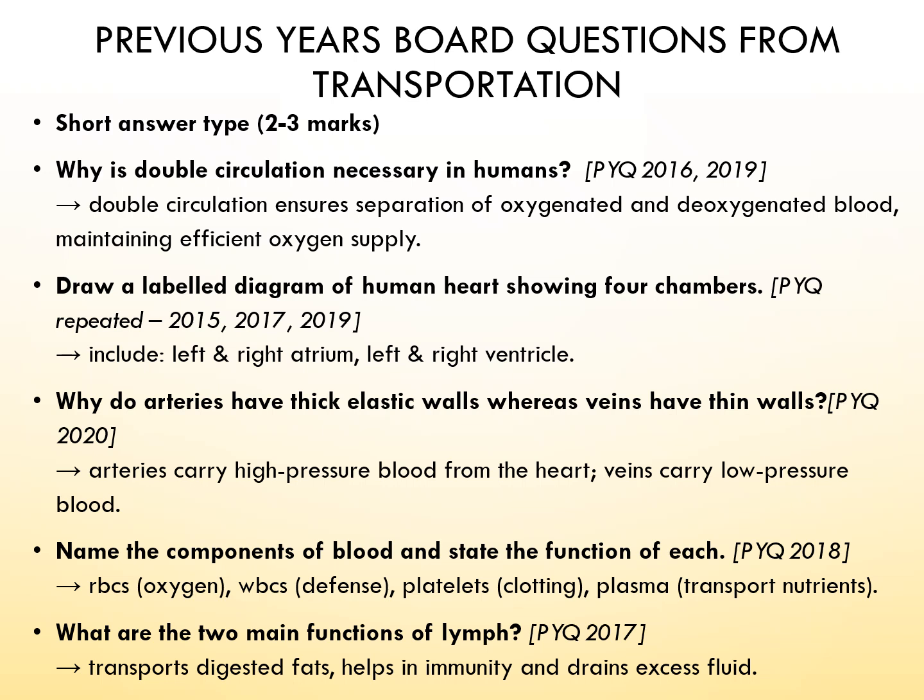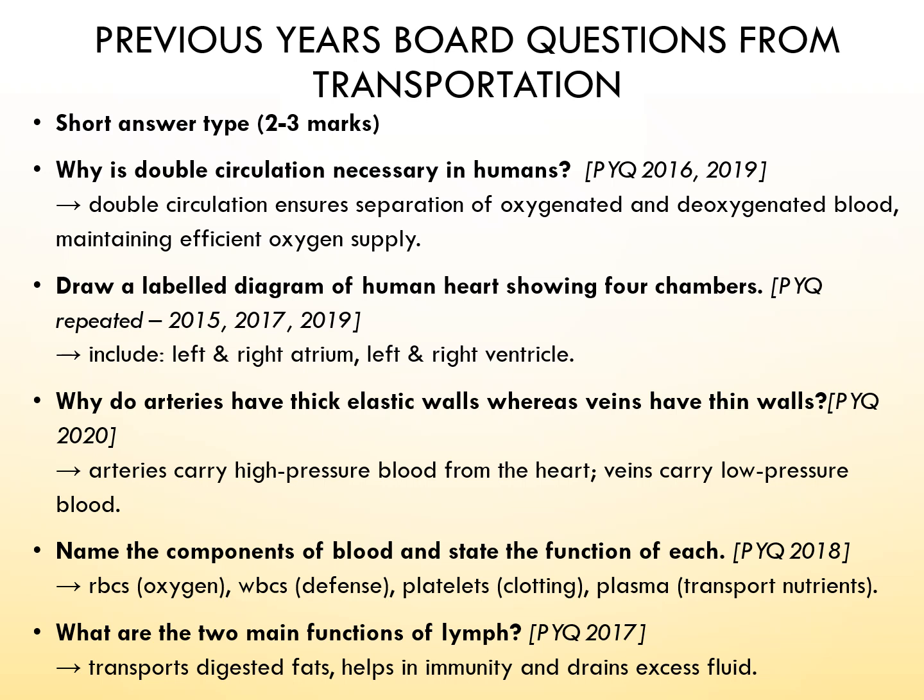What is double circulation? See, this was asked in 2016 and 2019 also. Diagram of the human heart is repeated many a time: 2015, 17, 2019. Why do arteries have thick elastic walls and veins have thin walls? I have told you, because the pressure inside the arteries is very high because they get blood from the ventricles. So they have high pressure. To withstand that high pressure, they have thick walls, and veins do not have such a thick wall because the pressure in them is very low.